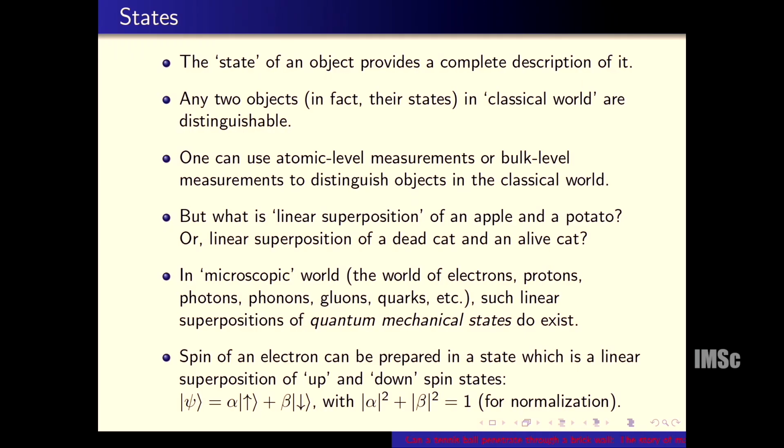If you take the spin of an electron, somebody can prepare it in a state which is a linear superposition of up and down spin states, like this, up spin and down spin. These are the coefficients, which are complex numbers, and they add up to 1 for normalization. So, this is a generic state of the spin of an electron. Up state is a valid state, down state is a valid state, and the superposition is also a valid state, which is not the case in the classical world.